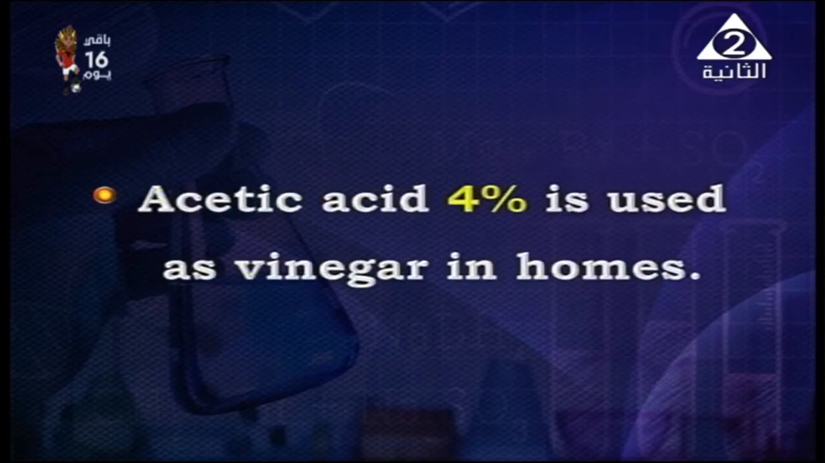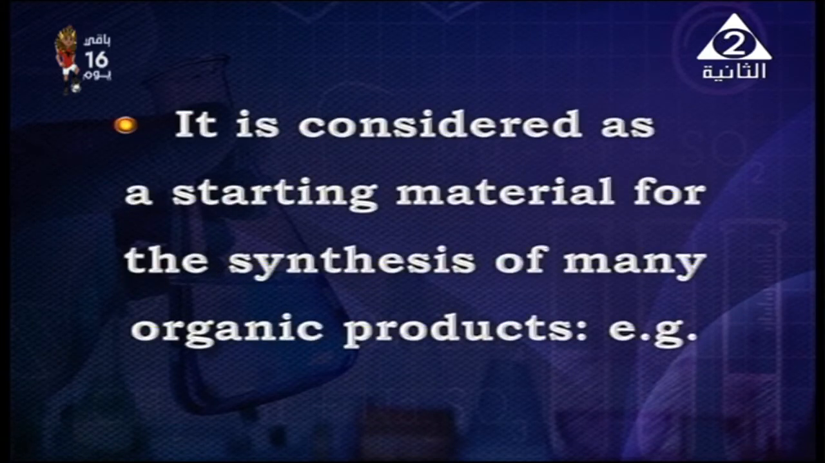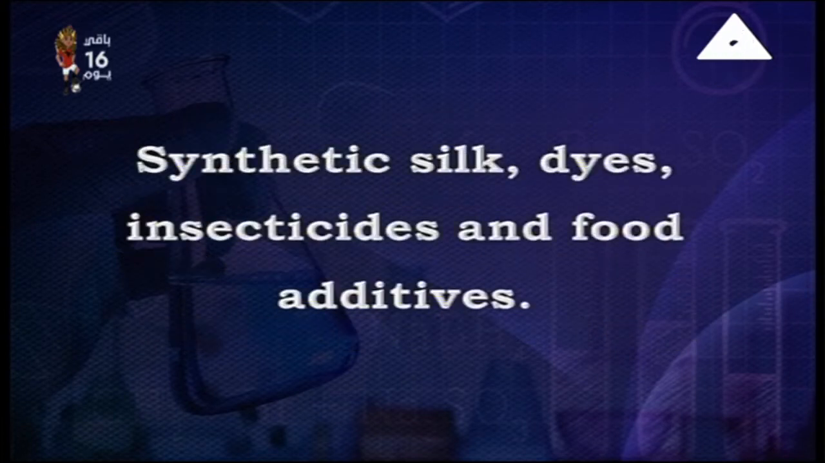Acetic acid 4% is used as vinegar in homes. It is considered as a starting material for synthesis of many organic products, for example, synthetic silk, dyes, insecticides, and food additives.